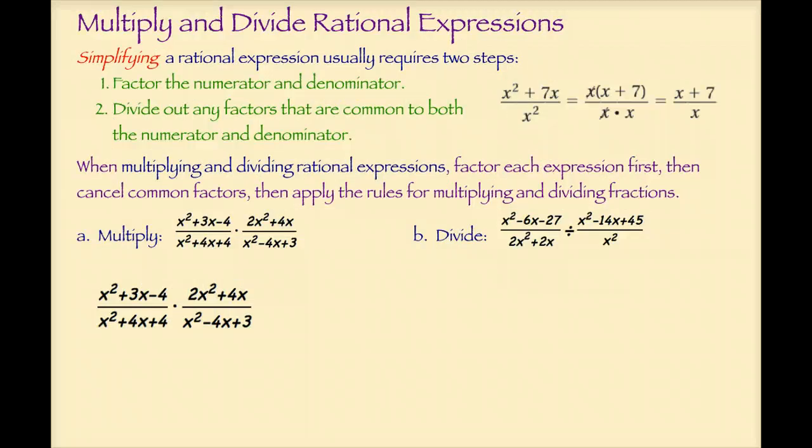Okay, now we segue from graphing to operations with rational functions and expressions, starting with simplifying. Simplifying a rational expression usually requires two steps: factor the numerator and denominator, and divide out any factors that are common to both. Since rational expressions are fractions, this is akin to reducing a fraction, but it requires that we factor everything first.